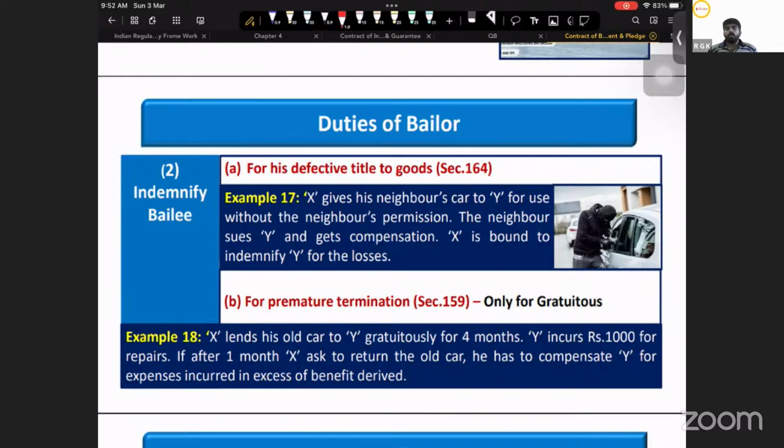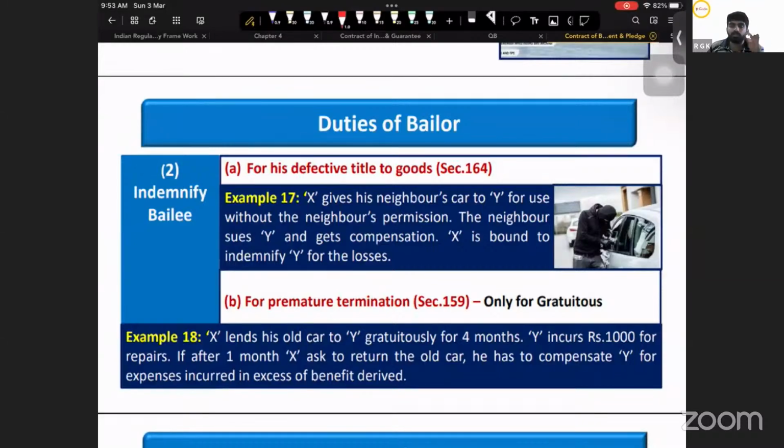Now, say you have given your car to your friend. Let us say, for example, Anil has given his car to Vaishak. Vaishak had asked for the car. Anil has given the car for 1 week. Say Vaishak fills in the petrol, a full tank, let us say 35 liters of petrol are filled in.